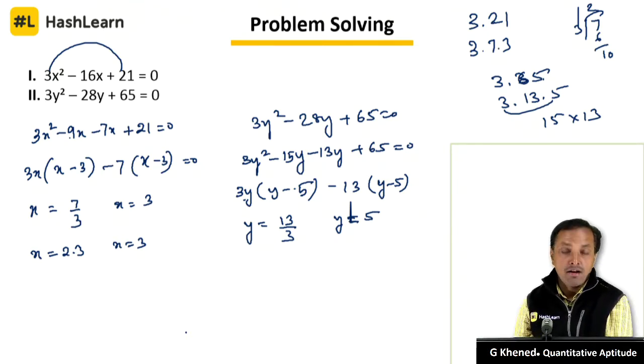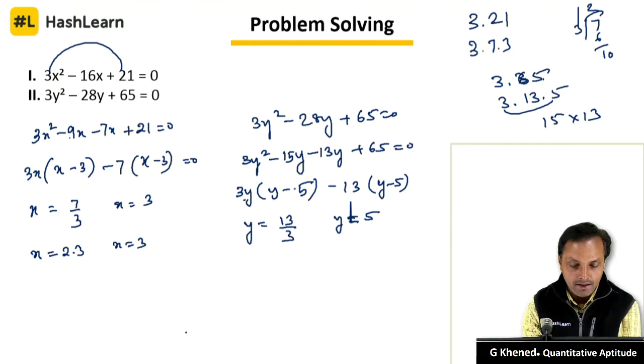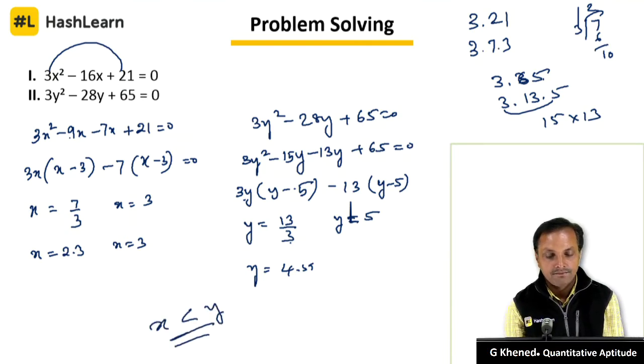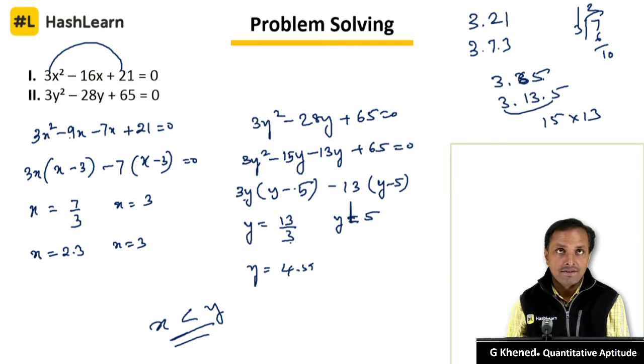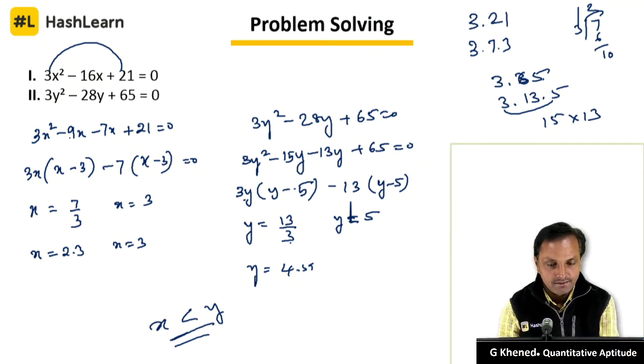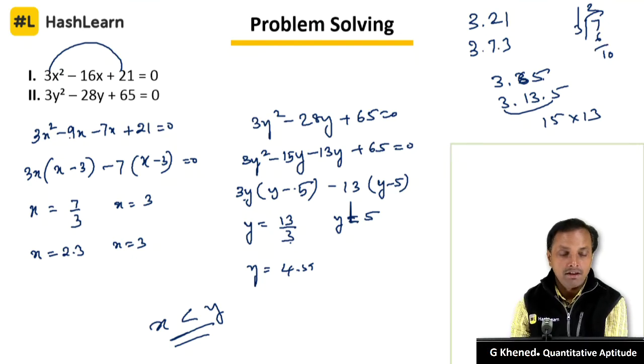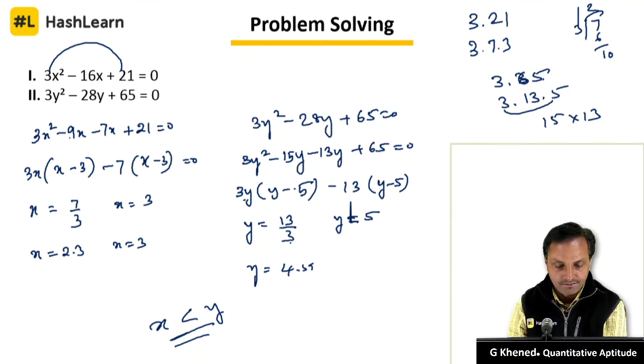So here you can observe clearly y will be 3 4s are 4 point something. You can observe the value of x is less than the value of y here. The value of x is less than the value of y for the set of given equations. Is it clear?